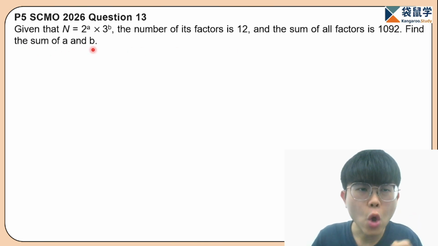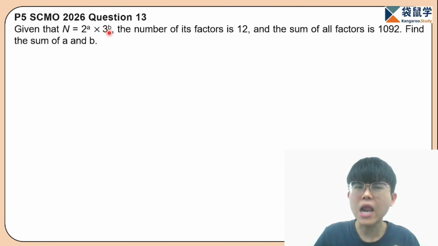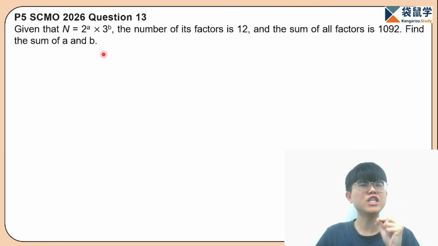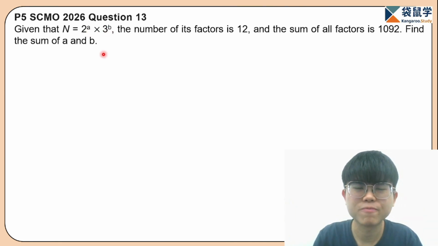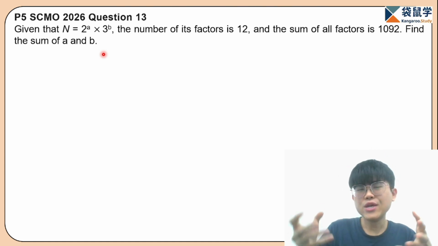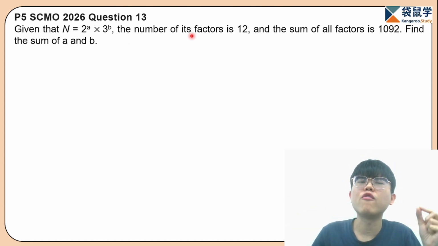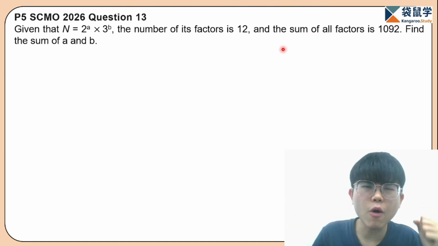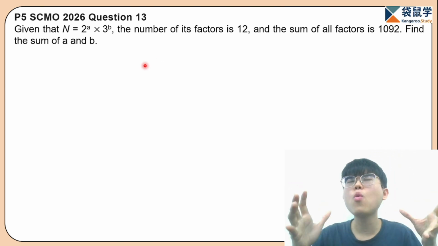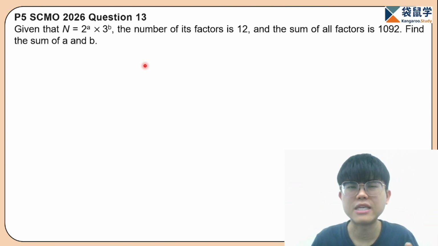In this question, we need to find out the value of these two powers. But how do we solve this question? Alright everyone, you see we are given the number of factors and the sum of factors. How do we use these two values that are given here?